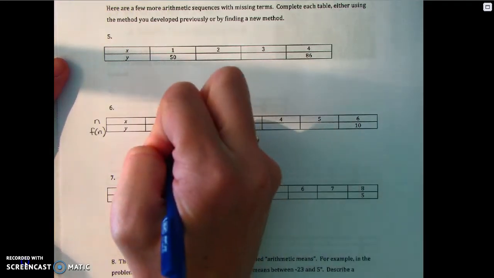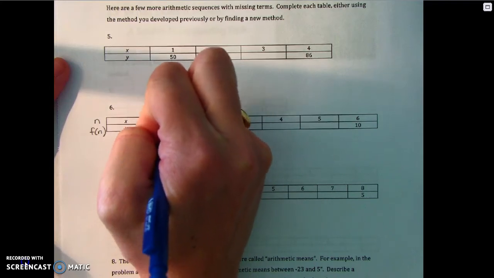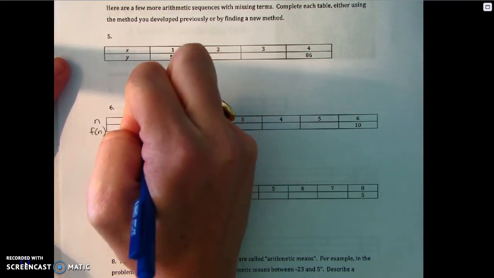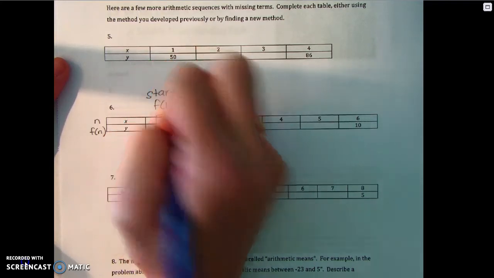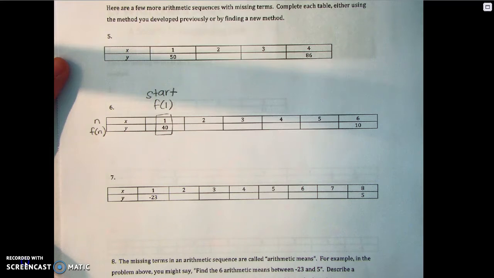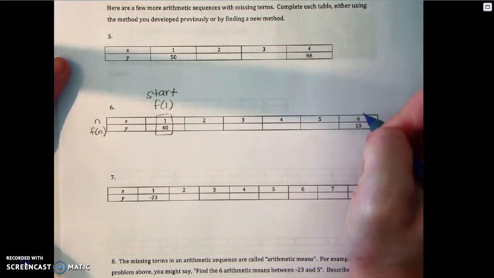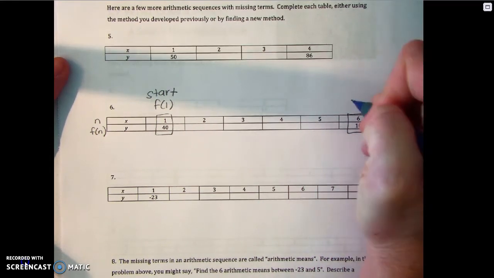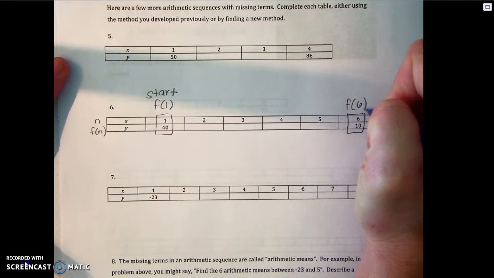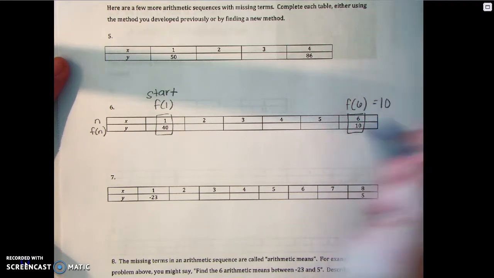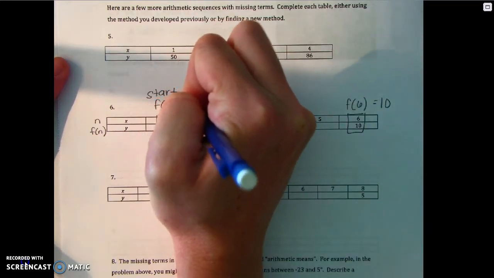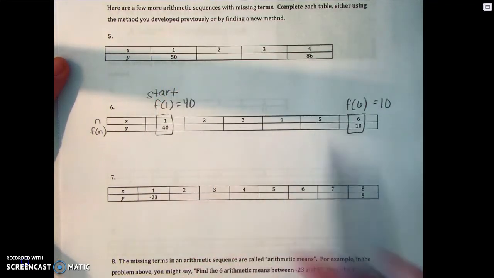So this term right here is f of 1, and we also call that the start. So we know what the start is for this function by looking at the table. We also know down here that this term is f of 6 and that is equal to 10. And f of 1 here is equal to 40. We do not know the terms in between, and that's what we're trying to find out.